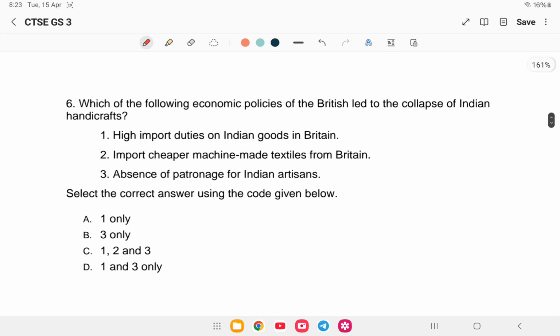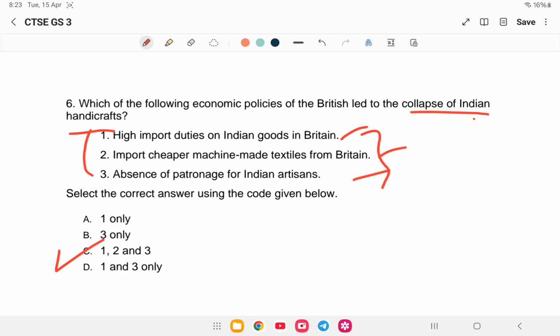Next question. Question number 6. Which of the following economic policies of the British led to the collapse of Indian handicraft? Is it 1, high import duties on Indian goods in Britain; 2, import of cheaper machine-made textiles from Britain; or 3, absence of patronage for Indian artisans? So what is the answer? So the answer is option C, that is 1, 2, and 3.